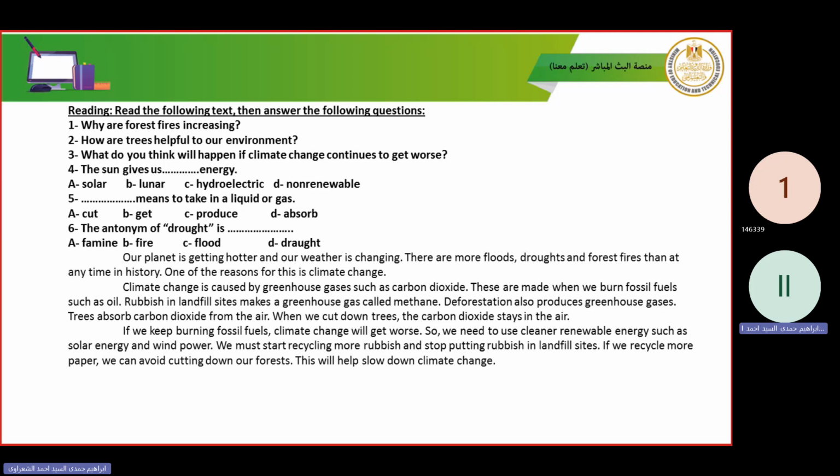يبقى الارتكل زي ما انتم شايفين على فكرة it's يعني well organized. It has started with an introduction about the problems that have happened due to the climate change, like the floods, droughts, and forest fires. And these are all reasons, or sorry, one of the reasons for this is climate change.